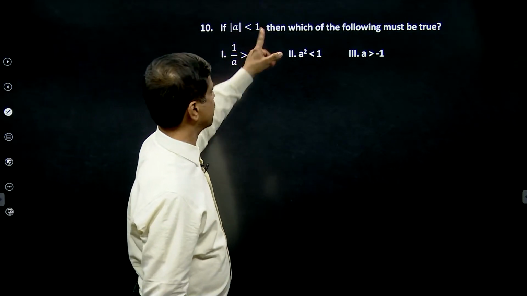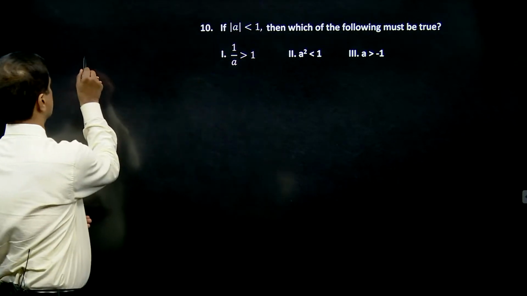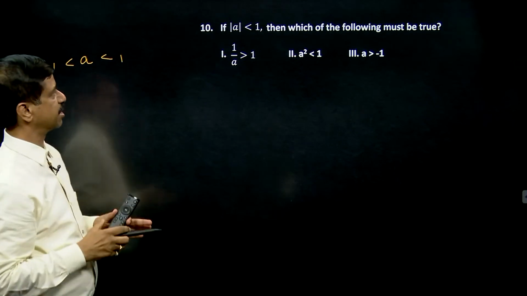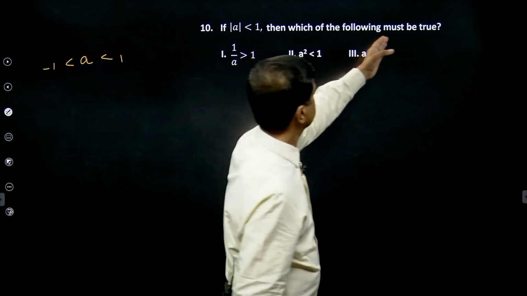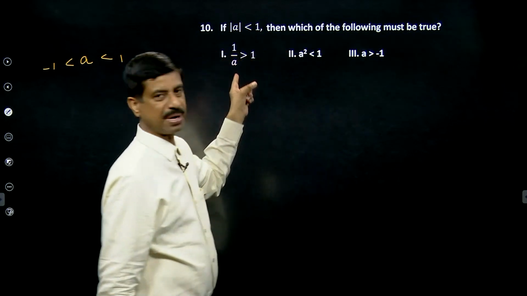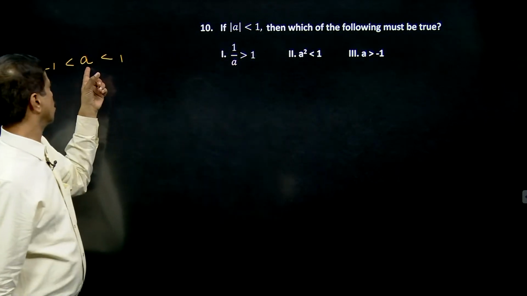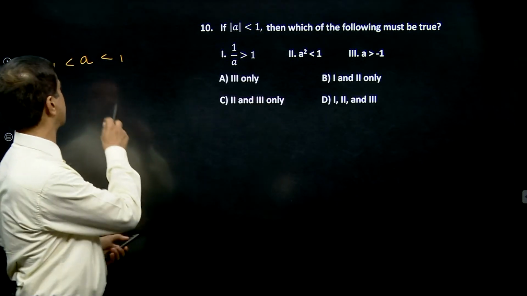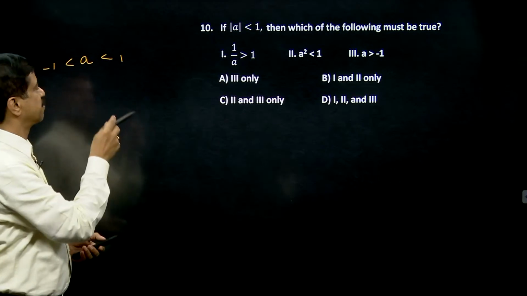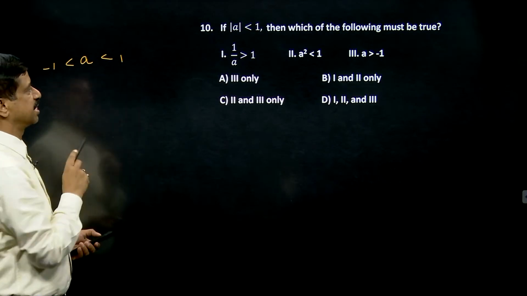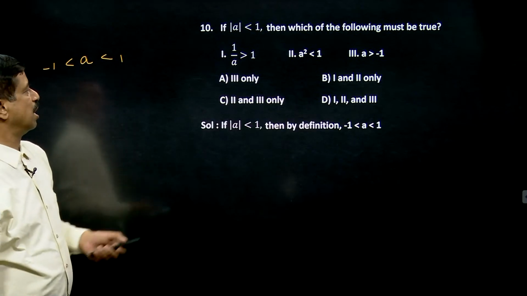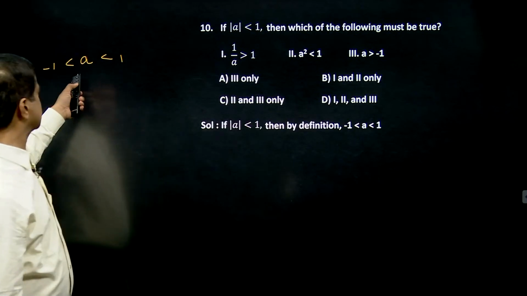If mod A is less than 1, mod A is less than 1 means what? A is greater than minus 1, less than 1. That is the meaning of it. Then which of the following must be true? 1 by A is greater than 1. So A is less than 1, so 1 by A will be greater than 1. So A square means what? It should be greater than 0, lesser than 1, and A is greater than minus 1. You see, mod A is less than 1 means this.